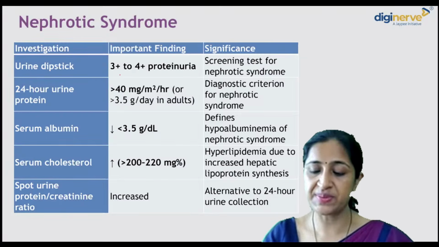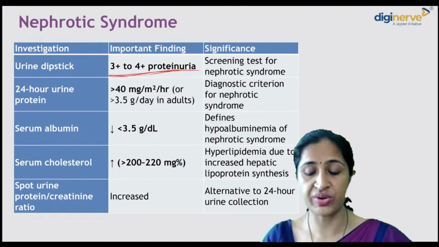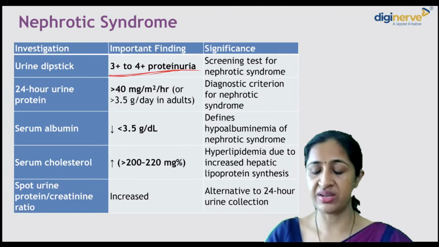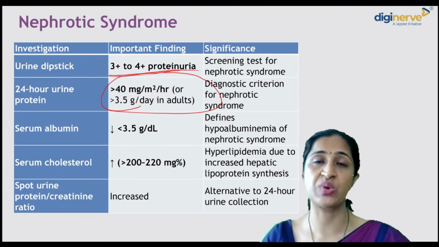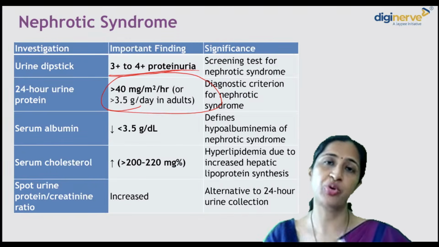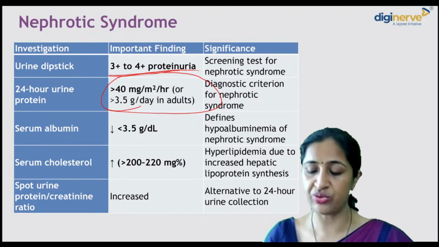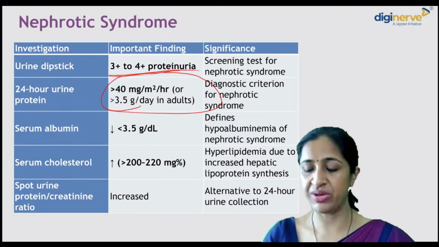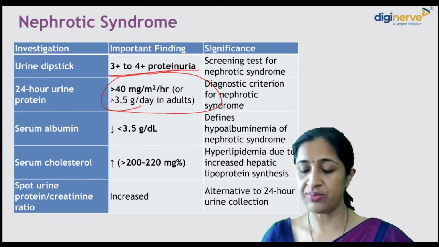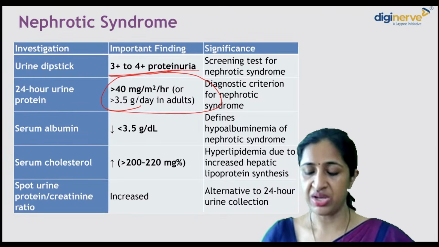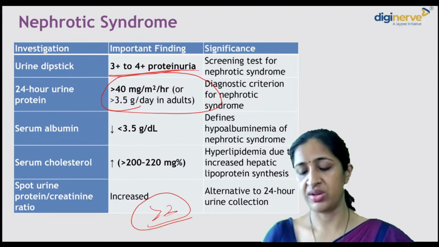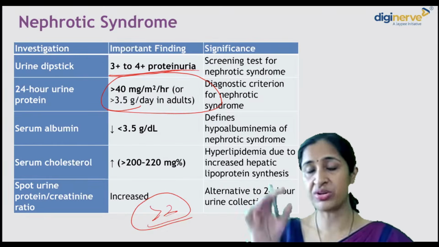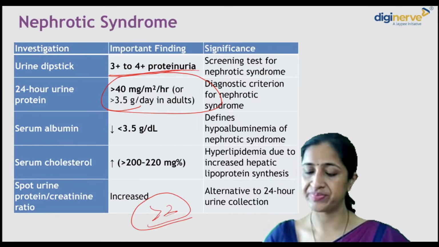So urine dipstick showing 3+ to 4+ proteinuria. The pediatric criteria is more than 40 milligram per meter square per hour of proteinuria, which you should measure in the 24-hour urine. Serum albumin is very important. Serum cholesterol very important. Urine spot protein creatinine ratio more than 2 is a spot diagnosis of nephrotic syndrome.